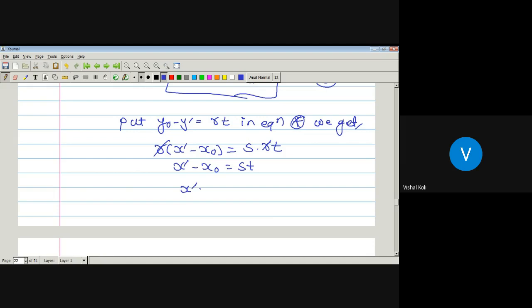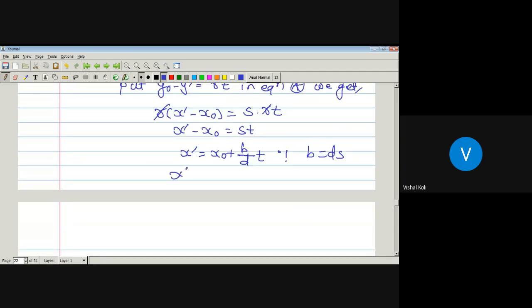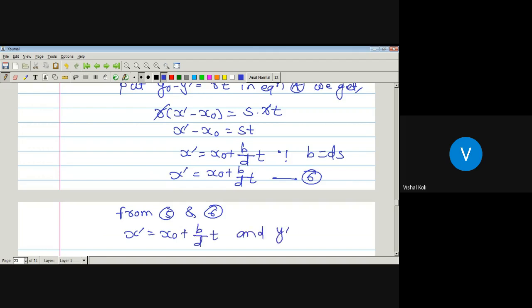So x dash is nothing but x naught plus s into t. As b is equal to ds, what is the value of s? s is b upon d. So here we will get x dash as x naught plus b upon d into t, and take this one as equation number 6. Now from 5 and 6, x dash is equal to x naught plus b upon d into an integer t, and y dash is equal to y naught minus a upon d into t.